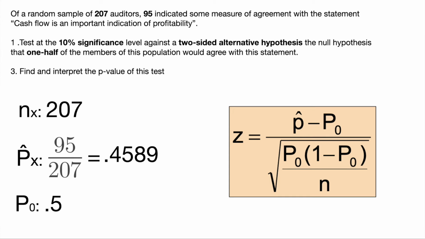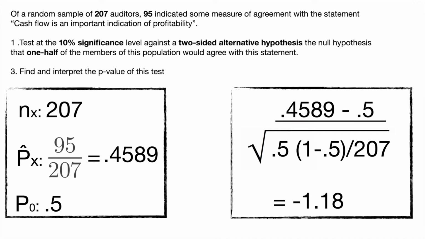So really easy. On the right side we have our proportion formula, and it's just a simple plug and play. You'll enter in all the information that we see jotted down, and we'll get a negative 1.18 z statistic. Always z statistics for proportions, unlike tests for the mean. There's no sigma known, there's no sigma unknown. It's always going to be z.